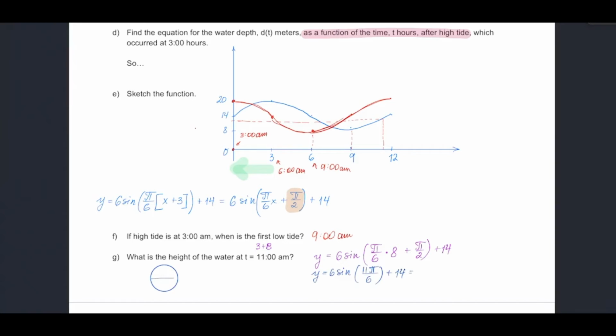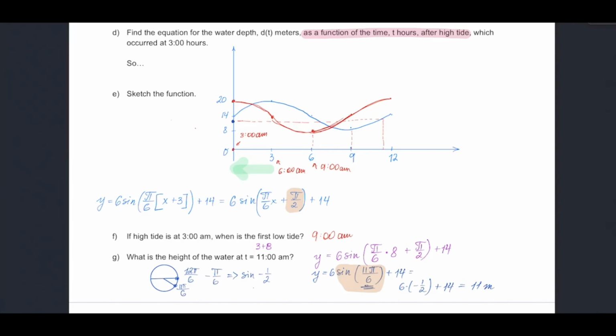If we look at a unit circle, this point right here is 2 pi, also known as 12 pi over 6. And we need 11 pi over 6. Well, 11 pi over 6 is just going to be 30 degrees shy of that. That is 11 pi over 6, which you also can say is like negative pi over 6. And the sine of that angle is negative 1/2. So then if this whole contraption gives us negative half, it's going to be 6 times negative 1/2 plus 14. So 6 times negative 1/2 is negative 3, plus 14 is 11 meters, which, yeah, looks good on the graph.